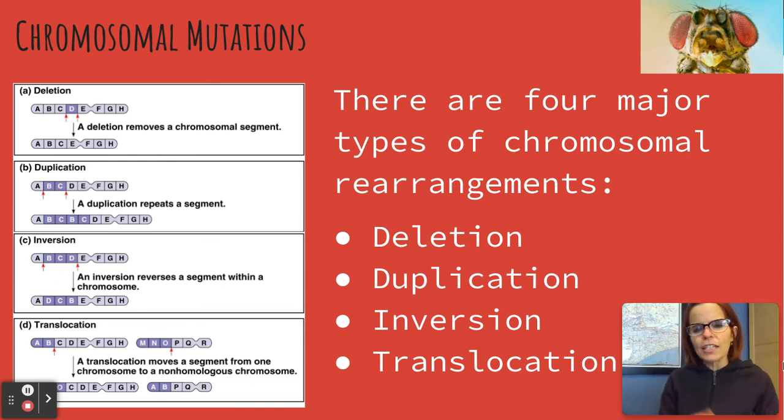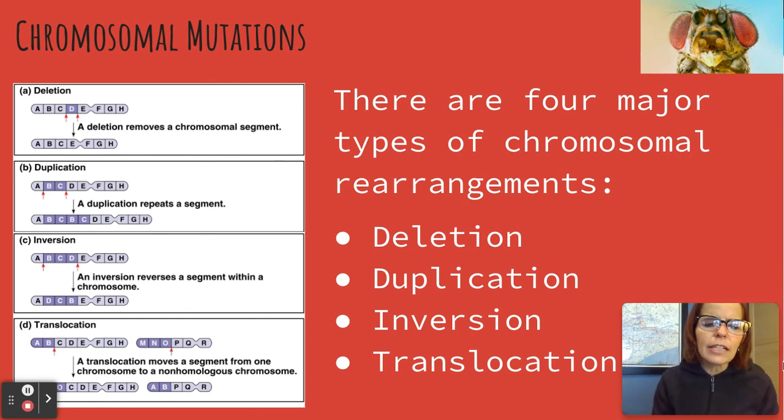And inversion, to invert something means to flip it over. So take a look at how it was BCD in the original chromosome, and now it is DCB. So that can cause any number of effects. The genes are still there, but the order in which those genes are supposed to be read is backwards. May or may not have an impact on the organism.